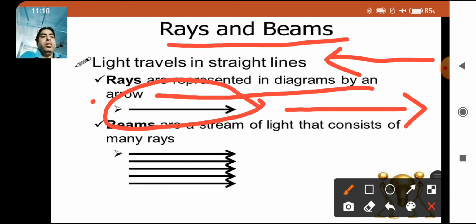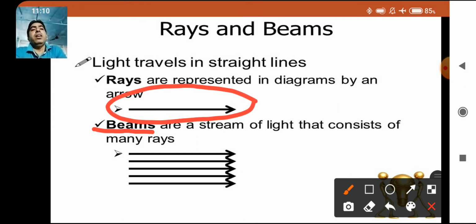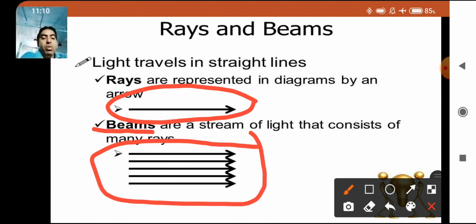Now the next one is the beam. This is the beam here. What do you mean by beam? A beam is a collection of rays. Here you can see a single ray, but here a collection of rays is there. This collection of rays is called a beam of light.